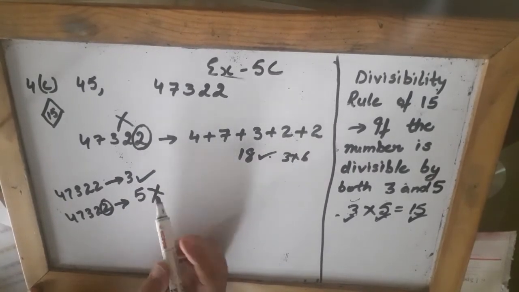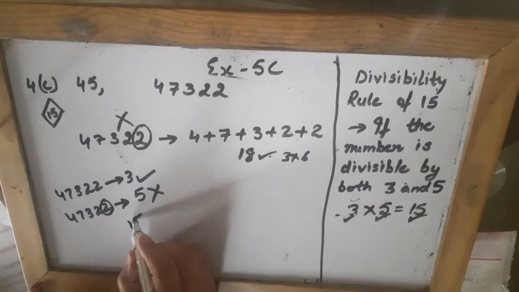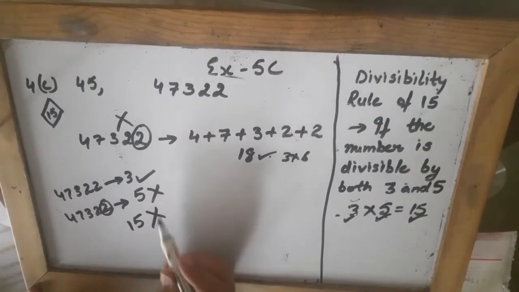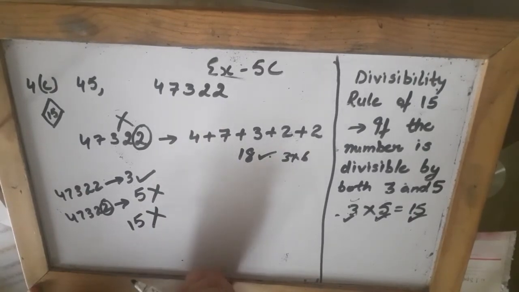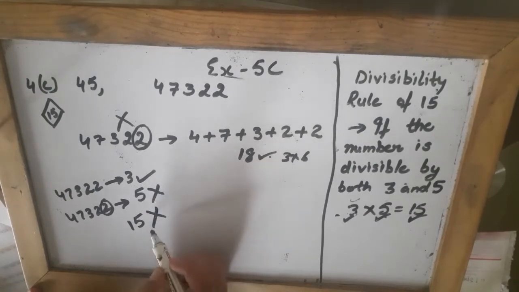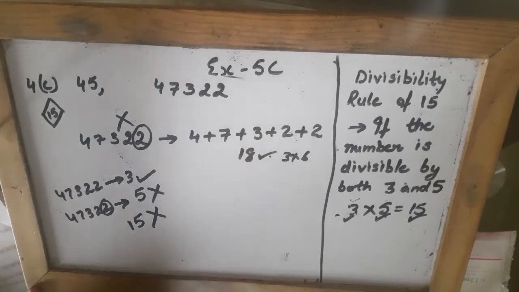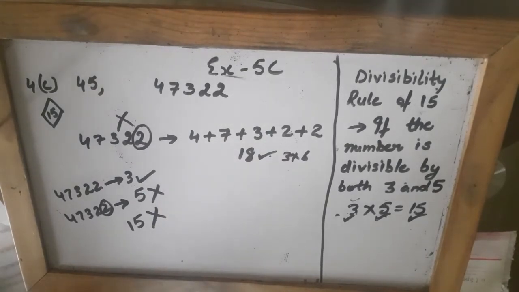So what it means is that this number is not divisible by 15 because this number is not divisible by 5, though it is divisible by 3. Therefore this number will not be divisible by 15 also.